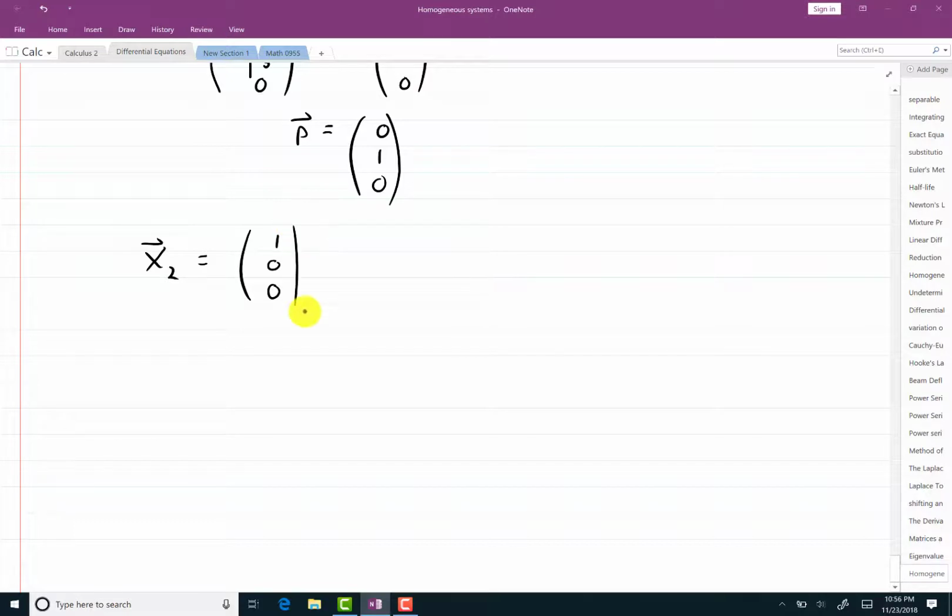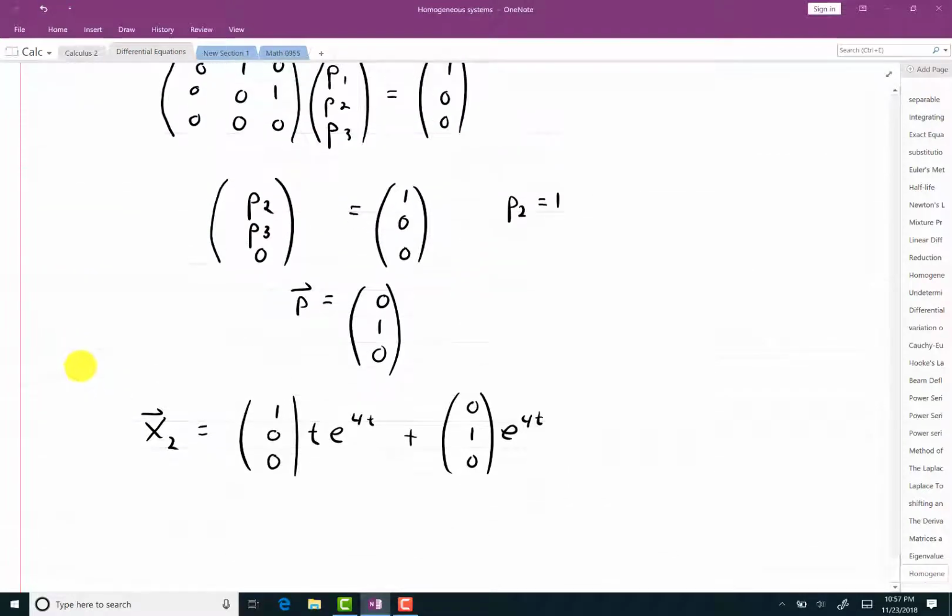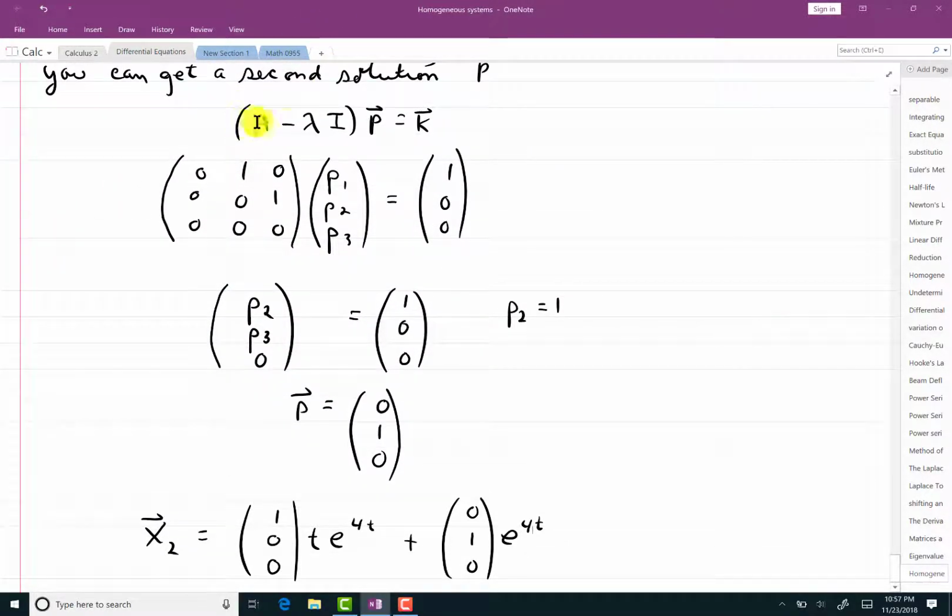So anyways, the second solution will look like the following. I'll have this time t e to the 4t, so that's like the repeated version, the one-dimensional repeated version. But then you have this new guy here, which is the one we just found, 0, 1, 0, e to the 4t. And then that's a second solution. I need a third one now. So to get that, we do something similar to what I did up here, where I solve this system and put the p here and the k on the other side. I can get another solution.